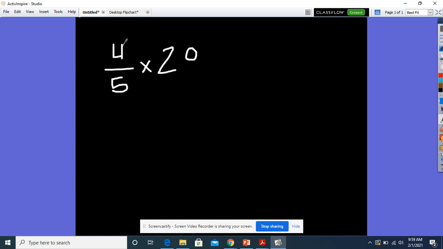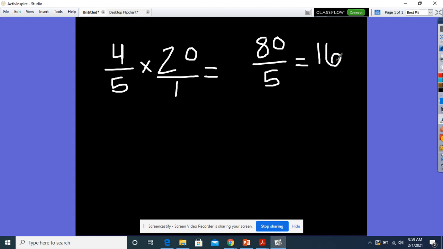So in this one, we are trying to find 4/5 of 20. So our first step is to put 20 over 1, make it into a fraction. 4 times 20 equals 80. Multiplying straight across, 5 times 1 gives me 5. So now I need to ask myself, how many times will 5 go into 80? Because this is an improper fraction, we need to convert it into a whole number or mixed number. So 5 goes into 80 16 times. 5 goes into 80 perfectly 16 times. There's nothing left over. So this would be your final answer.